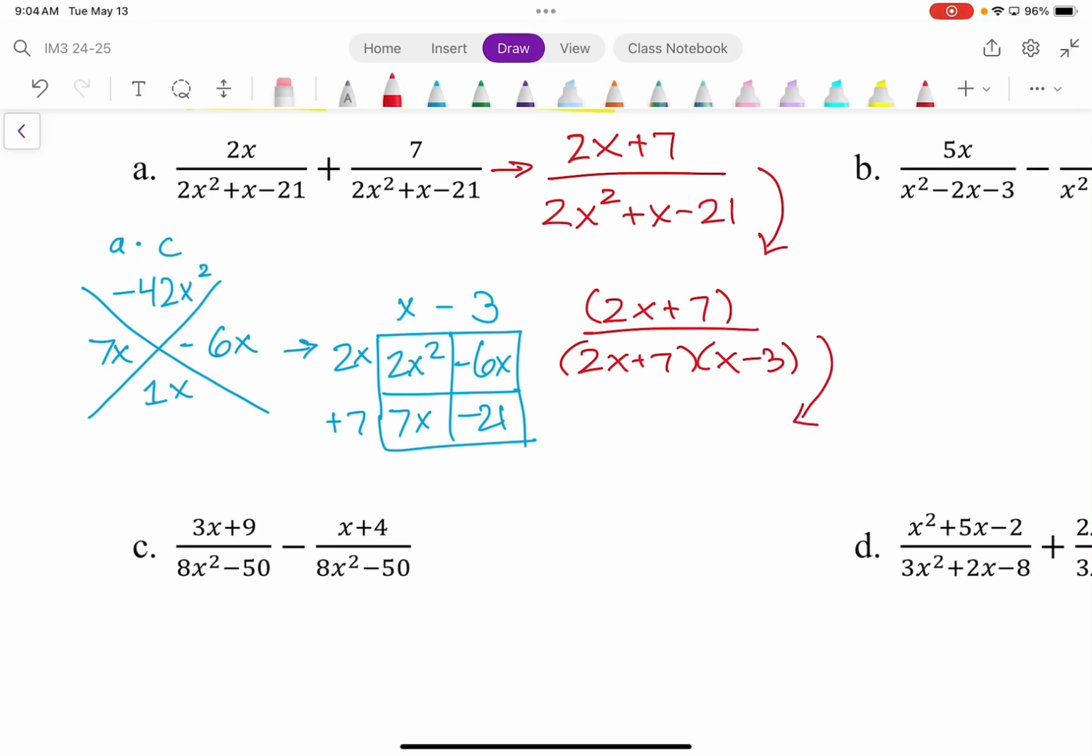Can we do anything here to factor out or to cancel anything out? And if so, what can we cancel out? 2x plus 7. So we can cancel this with this.